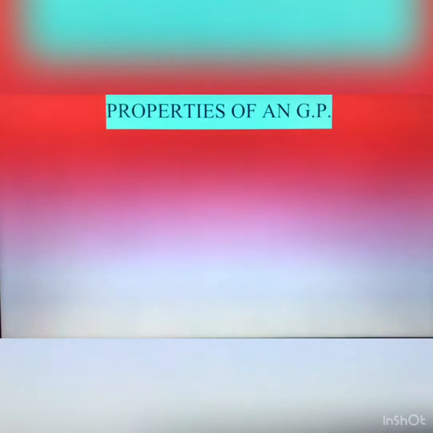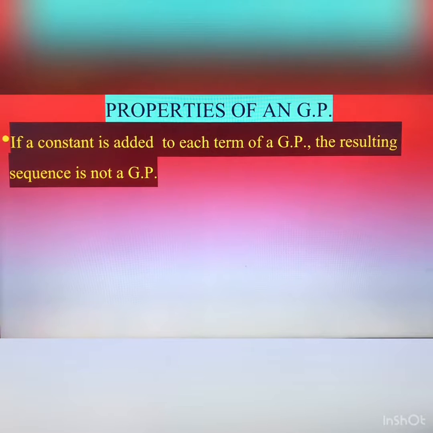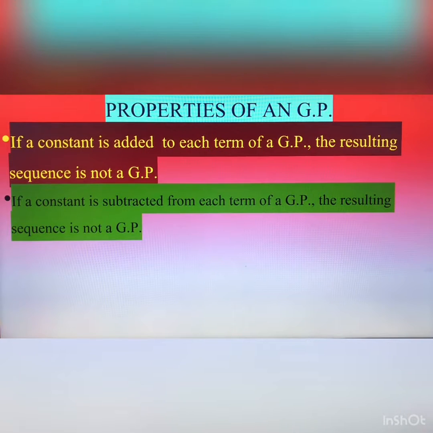Now the properties of a GP. Number one, if a constant is added to each term of a GP, then the resulting sequence is not a GP. Keep in mind, it means if we add any constant to the given GP, then we will not get the same GP. That is another series. Okay. Now, if a constant is subtracted from each term of a GP, then the resulting sequence is not a GP. Keep in mind, that is, addition and subtraction do not hold in the geometric progression.